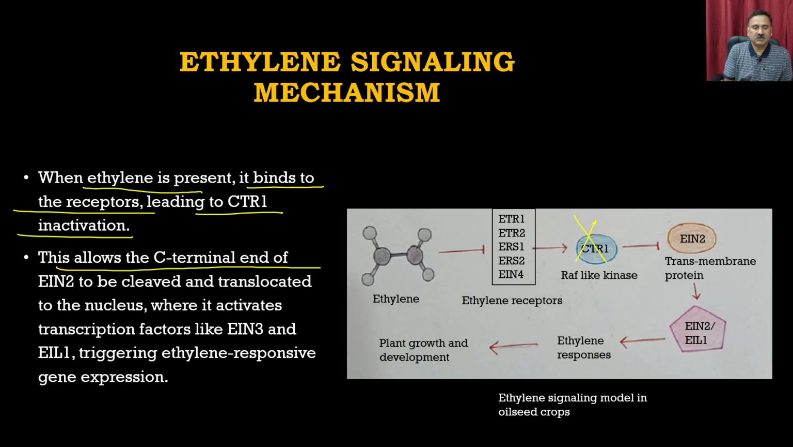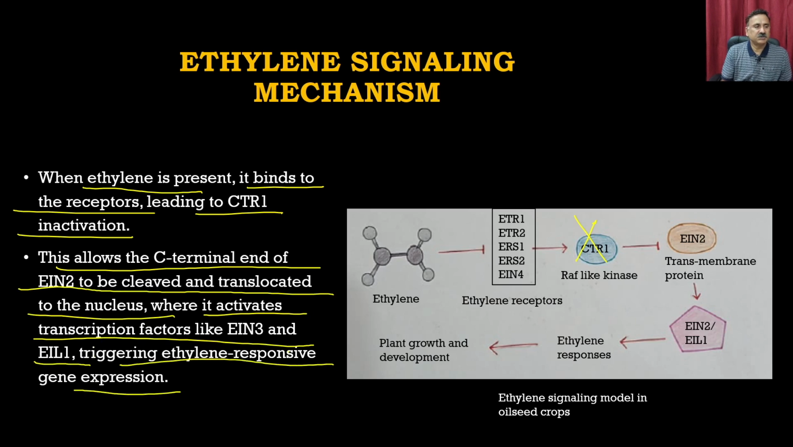This allows the C-terminal end of the EIN to be cleaved and translocated to the nucleus, where it activates the transcription factors like EIN3 and EIL1, triggering the ethylene responsive gene expression. So this is all about the different types of mediators.